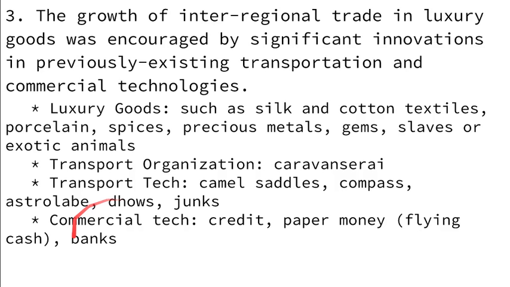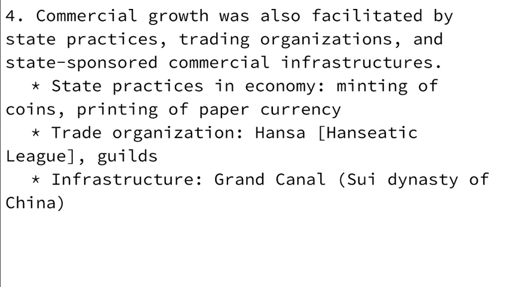So not only are merchants coming up with these new methods and ideas of how to trade, we're also going to see that the states themselves, the governments themselves, are going to take a more active role in developing trade as well. So, for example, in China, they're going to be the first ones to print money, and the Chinese government is going to print money in order to control inflation, because they don't want to print too much money, because then the value of the currency would drop.